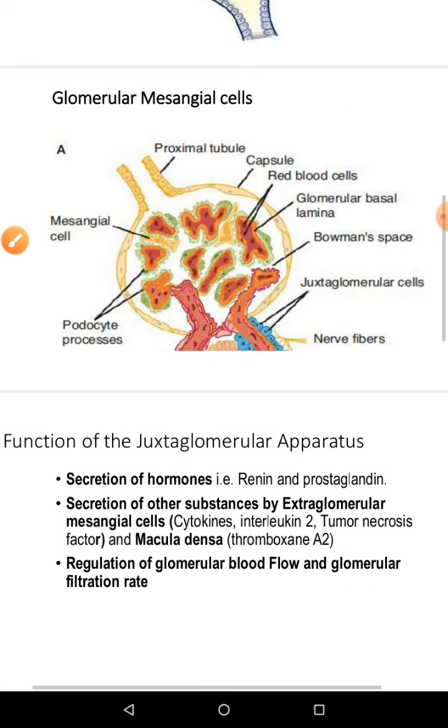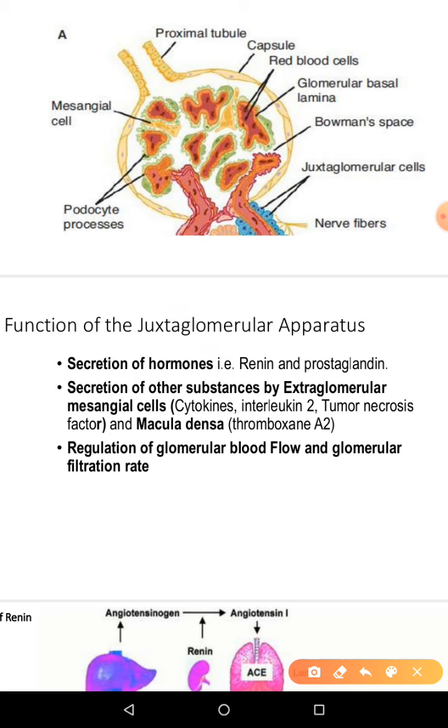Now, what's the function of this same juxtaglomerular apparatus? One, they're involved in secretion of hormones, such as renin and prostaglandins, as we saw. They are also involved in secretion of other substances by the extraglomerular mesangial cells. These substances are important in immunity and inflammatory responses, such as cytokines, interleukin-2, tumor necrosis factors, and thromboxane. The other function of the juxtaglomerular apparatus is that they regulate glomerular blood flow and glomerular filtration rate.